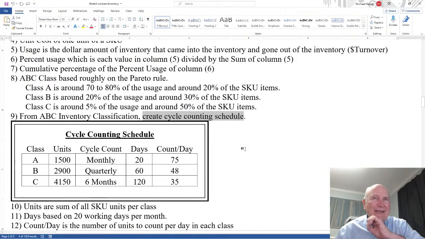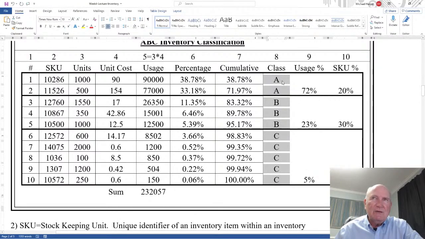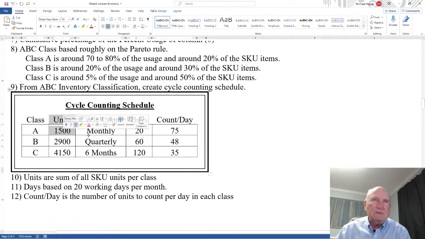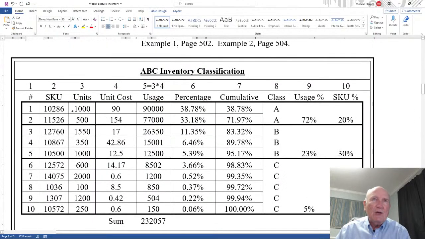Not only do we have an analysis to determine our inventory policy, a lot of analysis here, some analysis here, less control here, but that control is on your inventory policy, which we'll do next. But also it's on cycle counting. So here, the units are the total number of units for my Class A items. If I come up here, I say, okay, well, I have 1,000 of those SKUs, 500 of those SKUs. So how many units do I have in Class A?